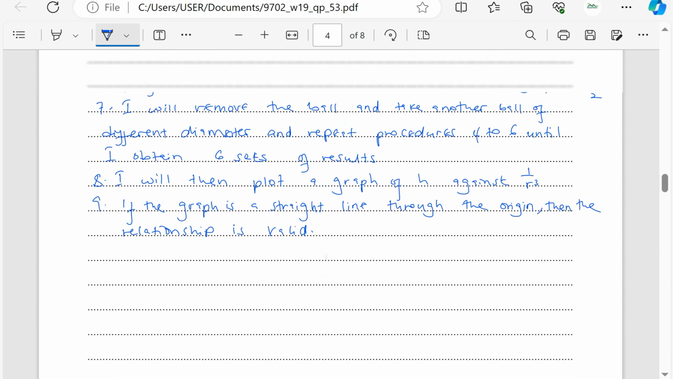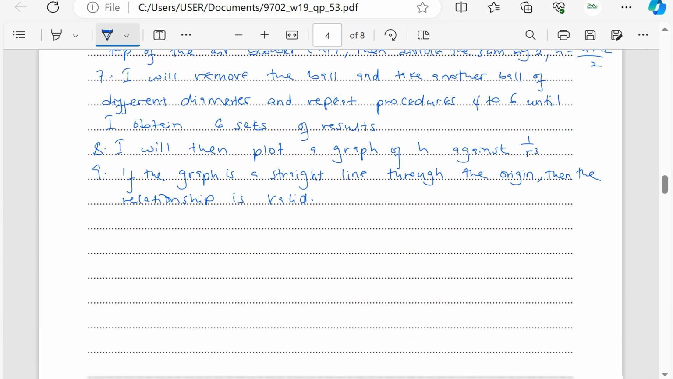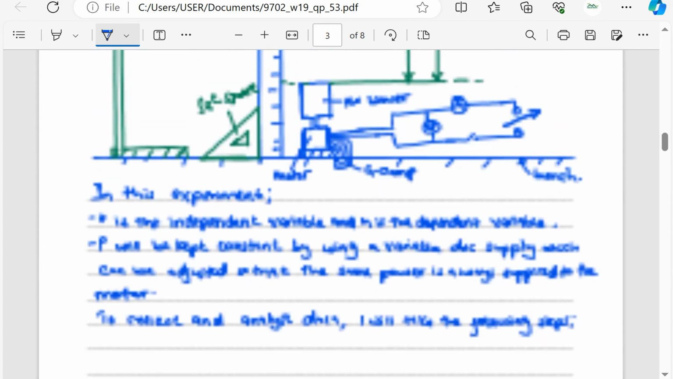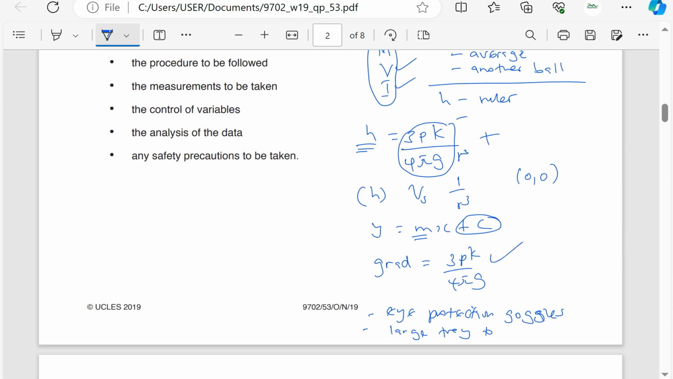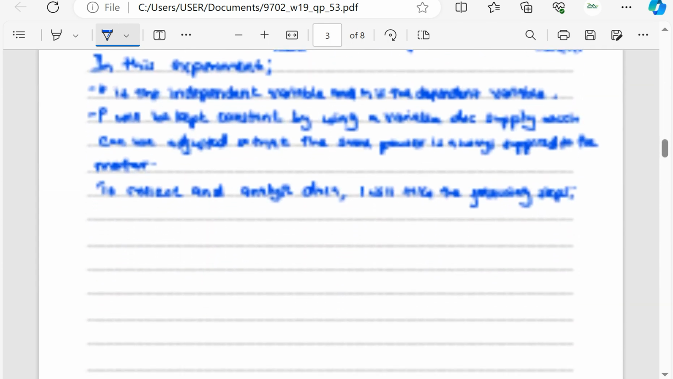But then they wanted us to find k. So I have to state what k was. I think we had already done that analysis. From that expression, you notice that the gradient is equal to 3pk over 4 pi g. So you just tell the examiner that if I make k the subject, k is going to be equal to 4 pi g times the gradient divided by 3p. So I'll just simply say k is equal to 4 pi g times gradient over 3p. That is another 1 mark.